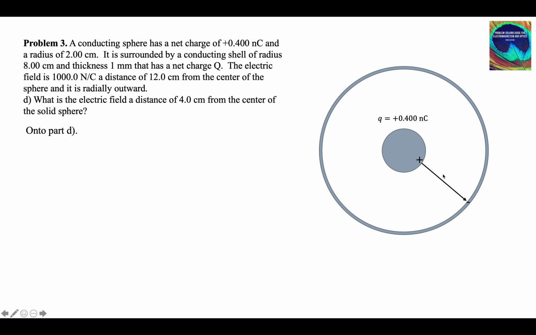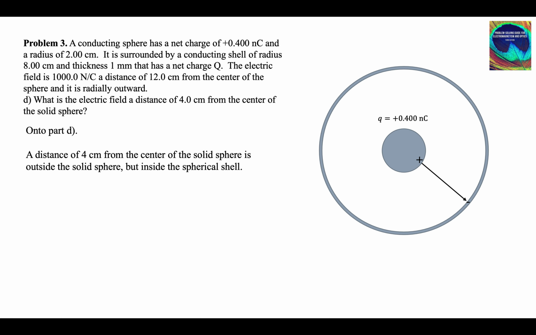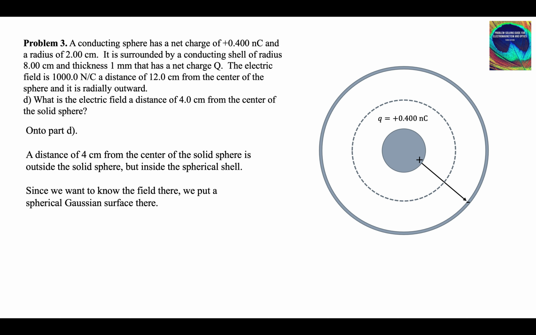Part D asks for the field at 4 centimeters, which is outside the sphere but inside the shell. There's one representative field line. The field lines go all the way around, not just in the plane of the page, but directly at us, directly away from us. It's a sphere. So we make our Gaussian surface a sphere that goes through the point 4 centimeters from the center of the solid sphere. There it is. The radius of that spherical surface, 4 centimeters.